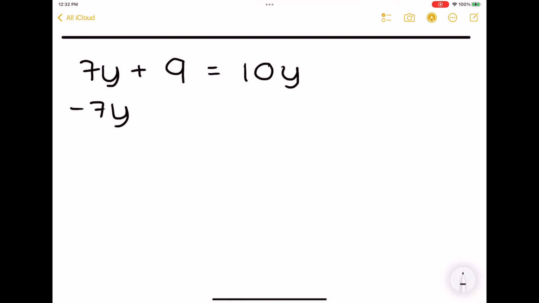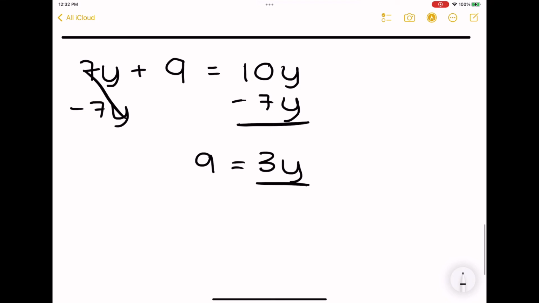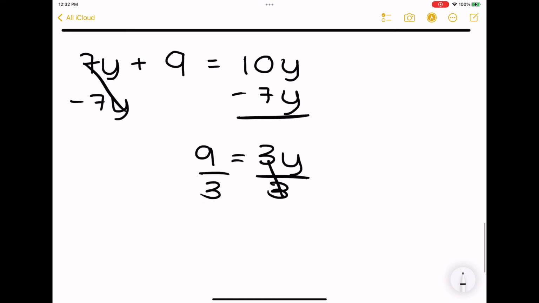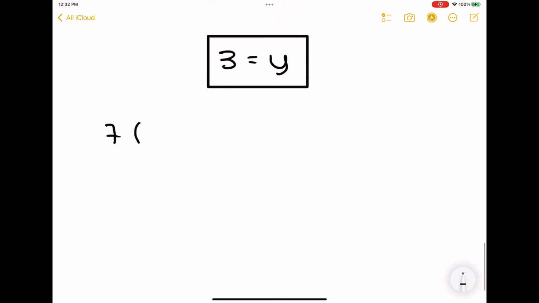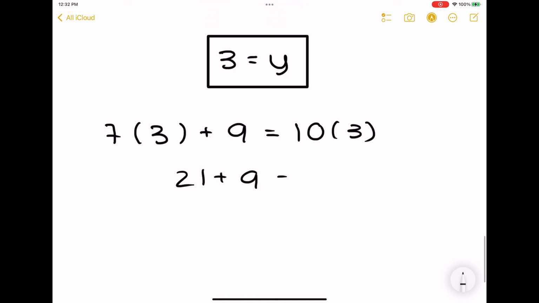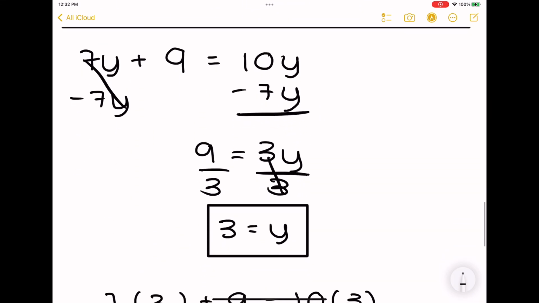Did you do it? Let's check if you got the correct answers. So the first thing we're going to do is isolate the variable. So we are going to subtract 7y from both sides of the equation. And we'll get 9 is equal to 3y, divide by 3 on both sides, and we get 3 is equal to y. And just for good measure, let's go ahead and plug in 3 into the spots where it says y into the equation. So we'll have 7 times 3 plus 9 is equal to 10 times 3. So then we'll have 30 is equal to 30, which is in fact a true statement.